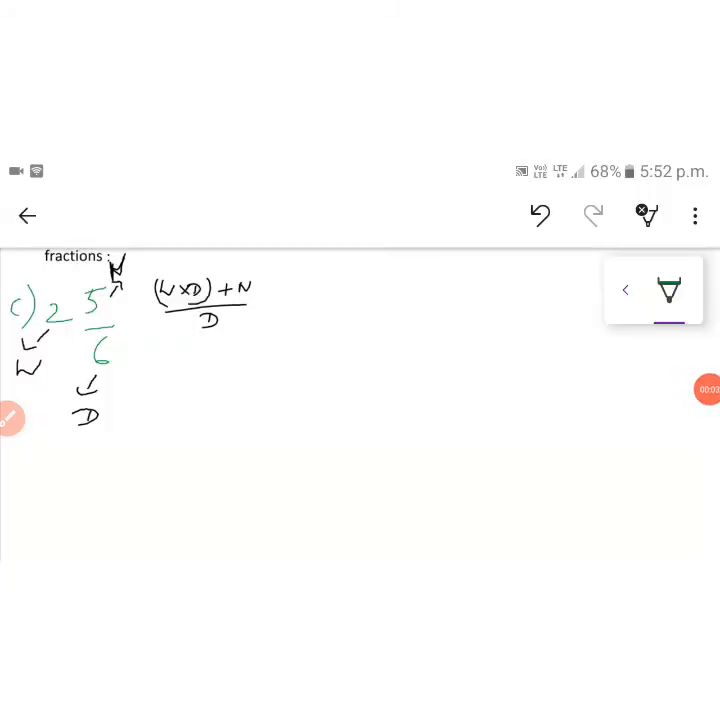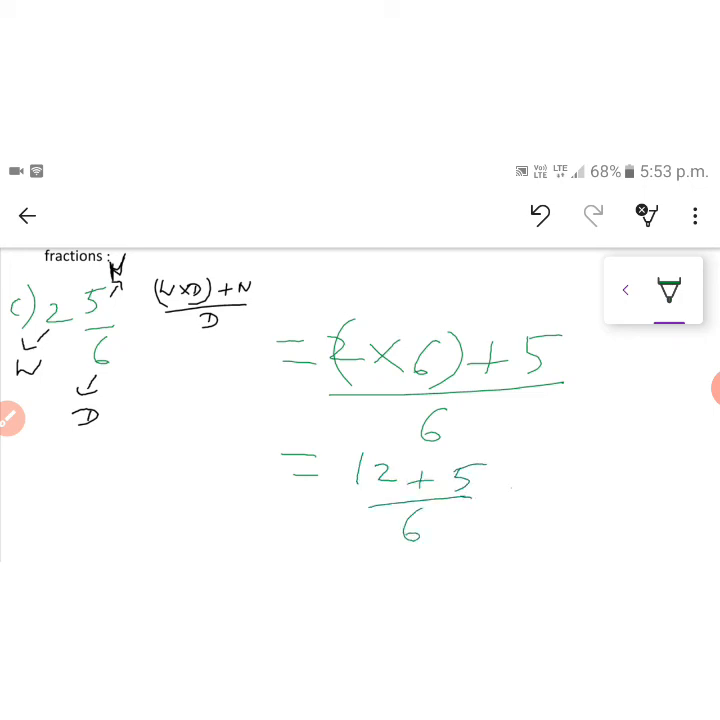C part: 2, 5 by 6. Whole into denominator plus numerator by denominator. So the whole is 2, into the denominator, which is 6, plus the numerator, which is 5, by the denominator. The denominator is 6. 2 into 6 is 12. 12 plus 5 by 6. 12 plus 5 is equal to 17 by 6.